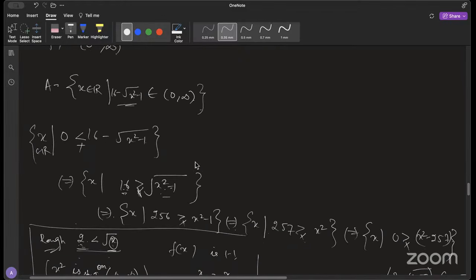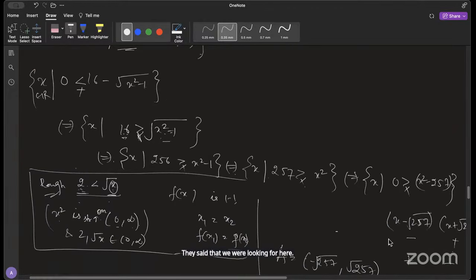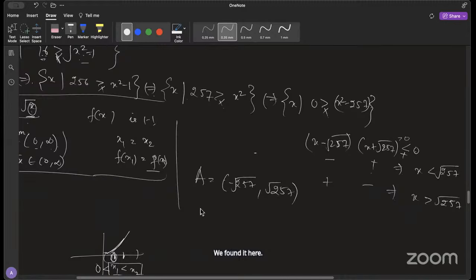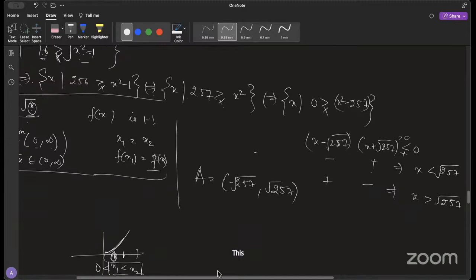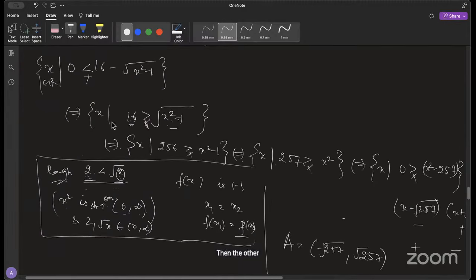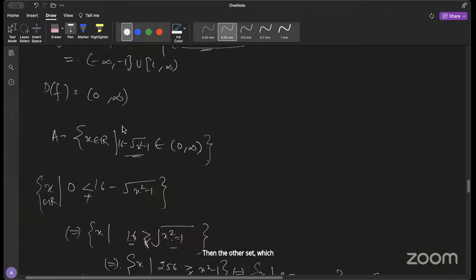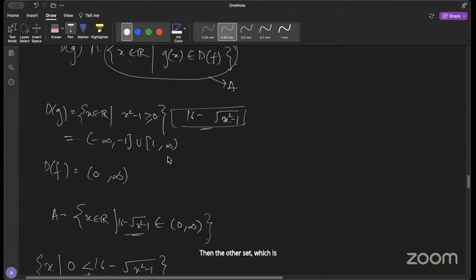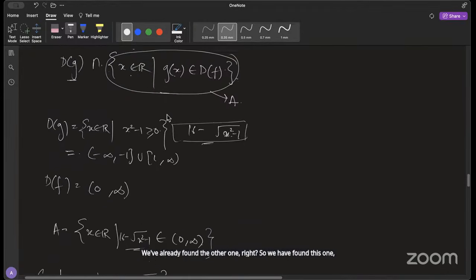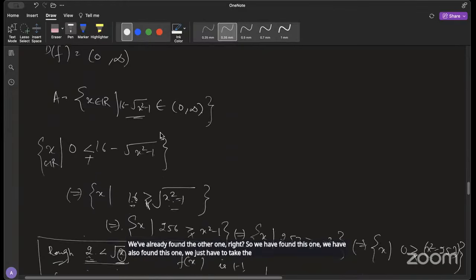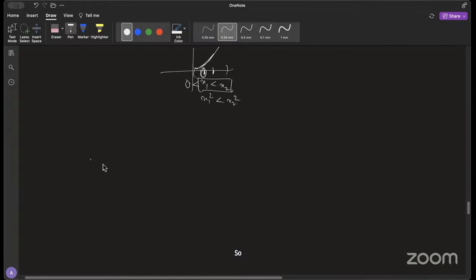Right? This set that we were looking for here, we found it here. This is your set. Then the other set, we've already found this one. We have also found this one. We just have to take the intersection of these two. So you have to take the intersection of these two sets.